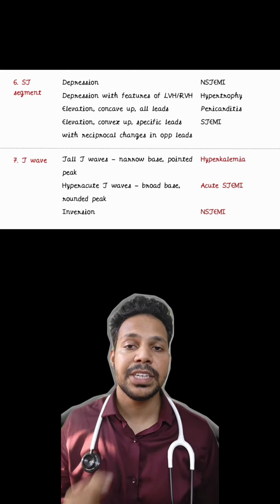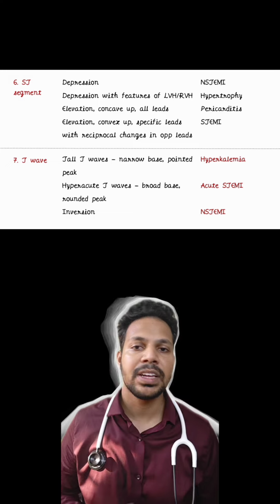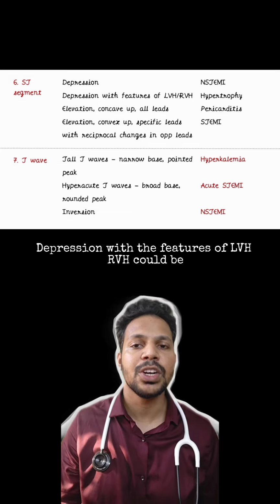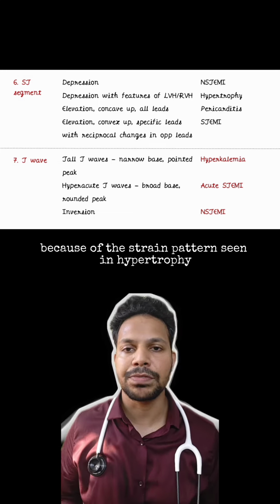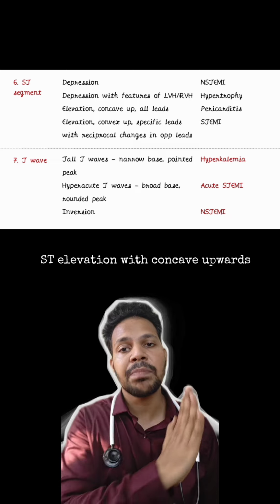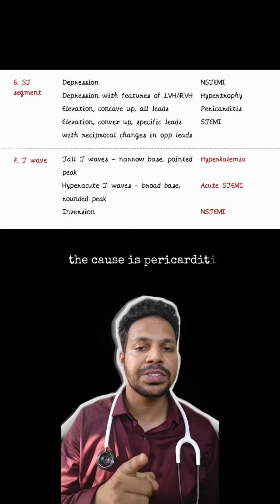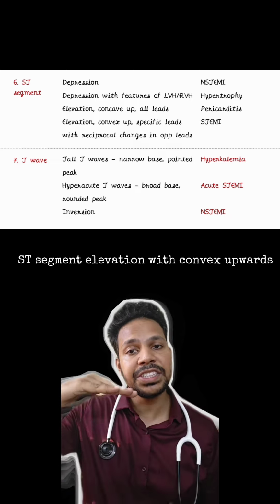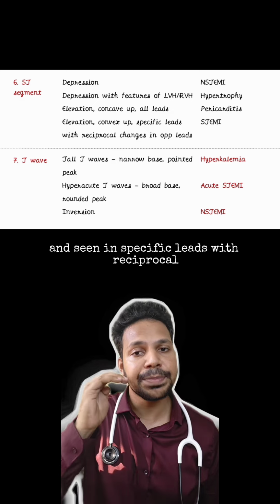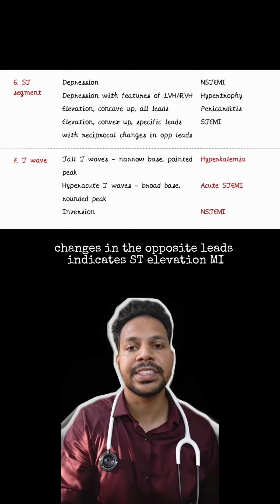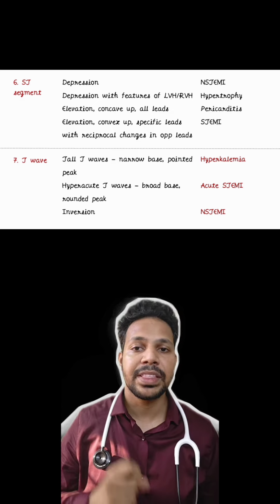Look at the ST segment. Depression seen in NSTEMI. Depression with the features of LVH, RVH could be because of the strain pattern seen in hypertrophy. ST elevation with concave upwards and seen in all the leads, the cause is pericarditis. ST segment elevation with convex upwards and seen in specific leads with reciprocal changes in the opposite leads indicates ST elevation MI.